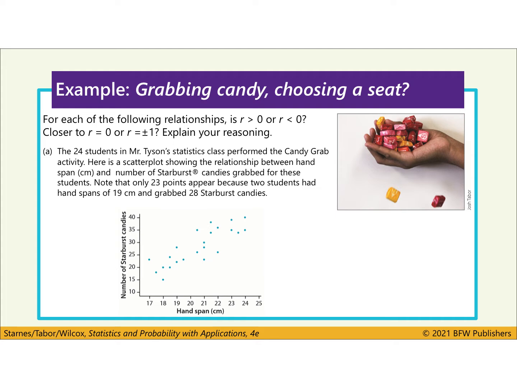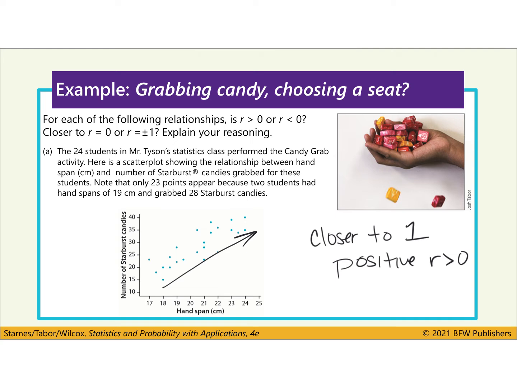Would you expect this correlation to be positive or negative? Is R greater than 0, or is it less than 0? Is it closer to 0 or closer to positive or -1? What do you think? It's closer to 1. Right, it's closer to 1 and it's positive. So R is greater than 0. It's positive because it's increasing.